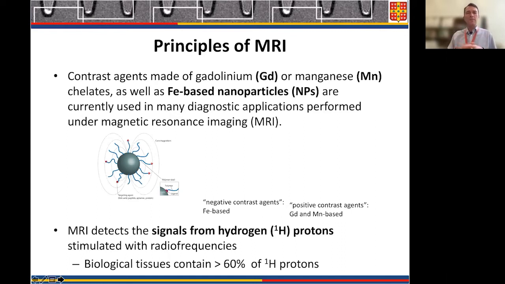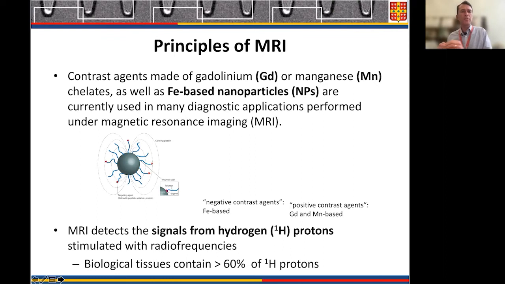These three types of contrast agent mainly operate by affecting the water in the vicinity of the tissues. So when water protons come and attach at the surface of a gadolinium chelate or a manganese chelate or also iron oxide nanoparticles, these contrast agents slightly change or they accelerate the relaxation of each one of the hydrogen protons they are in contact with.